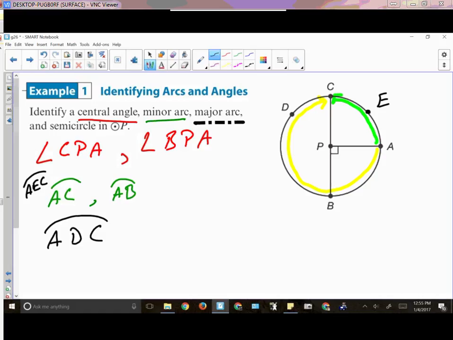So is there another major arc that I could come up with? Sure, I could also do arc B, D, C. I got it from B. Oh, you're right. I'd have to go to what? If I got to have a major arc, it's bigger than a semicircle, so I'd have to go from B, D to A. Now, could I call this arc? Yes.